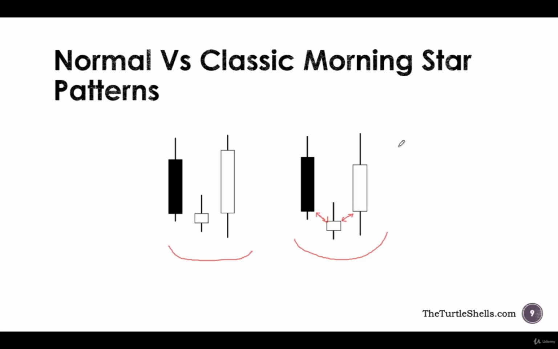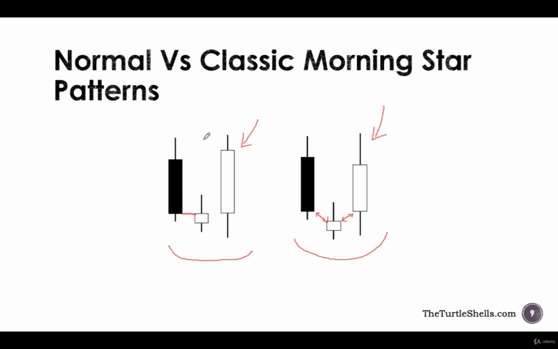So that's a perfect morning star for me. In this case, if you see the bodies are touching each other. Touching in a sense they are in the same line. There is no gap down or gap up. So in my view, this is a normal morning star and this is a classic morning star. That's a perfect morning star. That's an imperfect or a normal morning star.